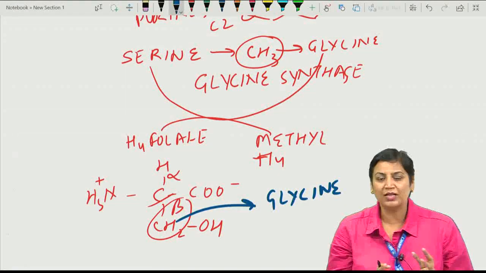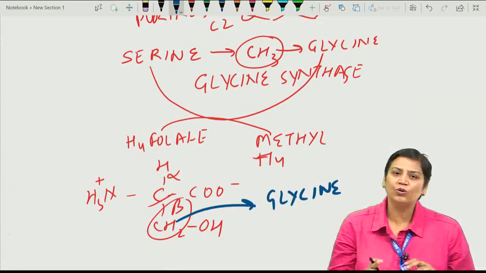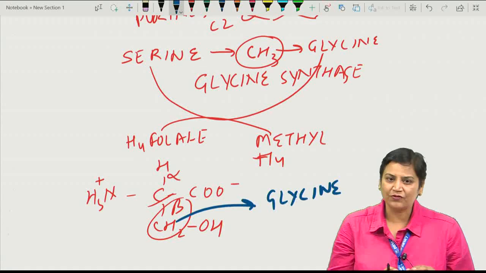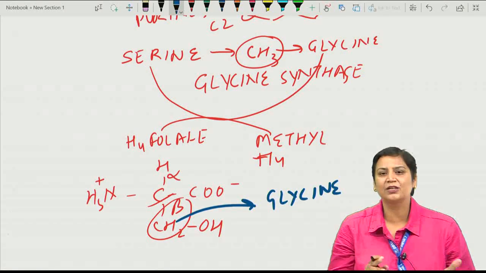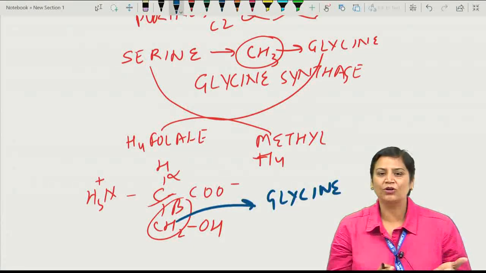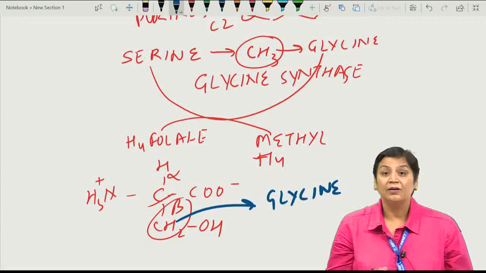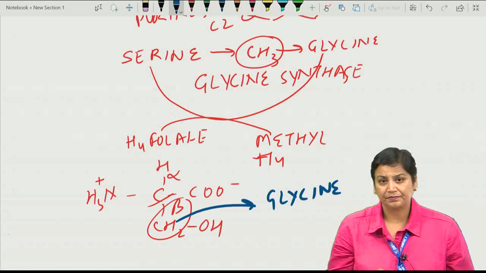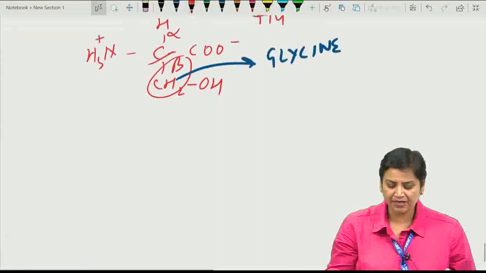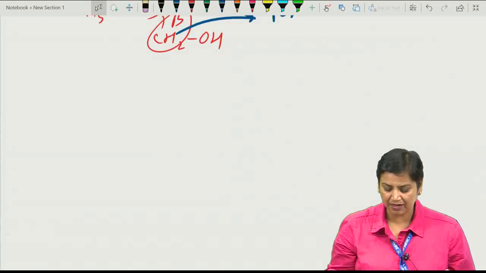So serine will lose its beta carbon atom to glycine in the presence of folic acid and the enzyme glycine synthase. It is a complex which requires folic acid as a very important coenzyme. The other enzyme can be hydroxymethyl transferase, because the transfer of a methyl group is there, which is again one carbon metabolism. So the answer here is serine will donate its beta carbon atom.